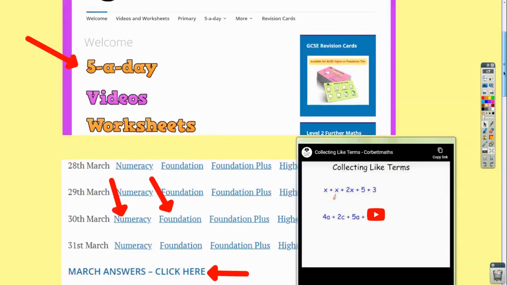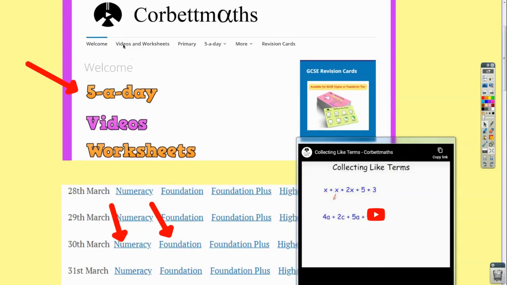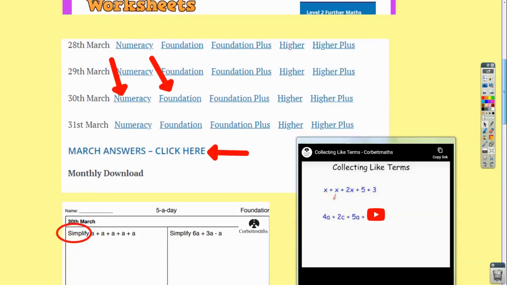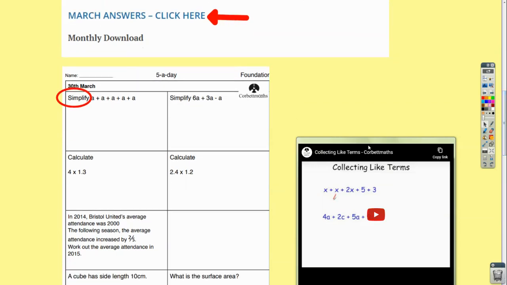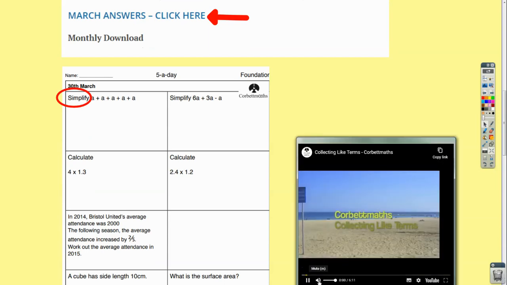If you get stuck, you can go back to the index at the top and choose videos, and you can search for a video for that particular topic. So for example, this first question here is about simplifying algebra. If you go to the Corbett website and search for the videos, you can find a simplifying algebra video, and I'll show you this one here.